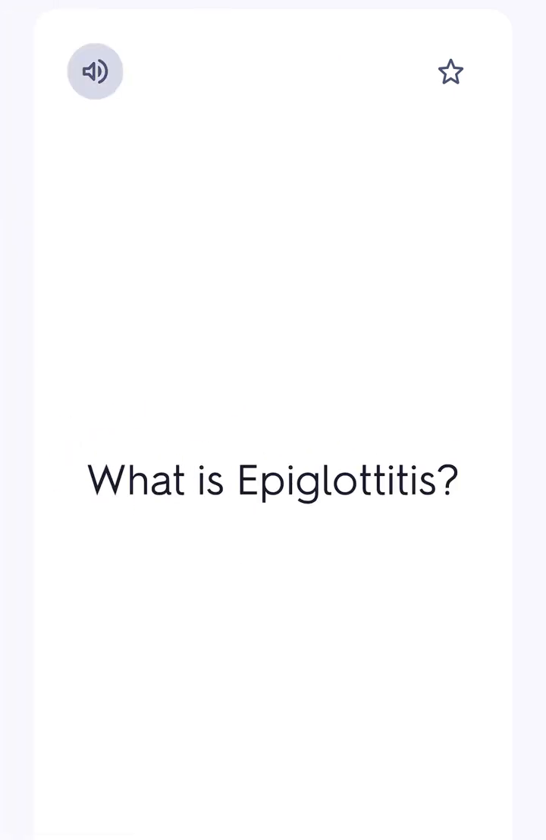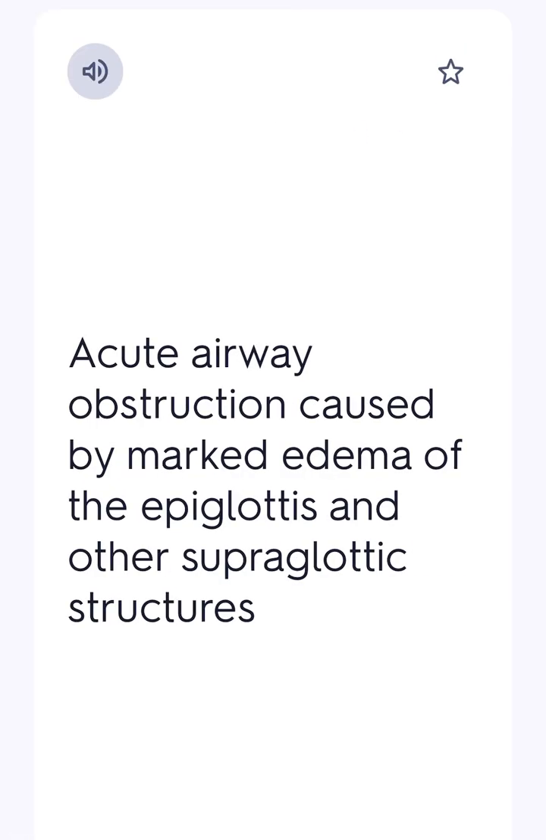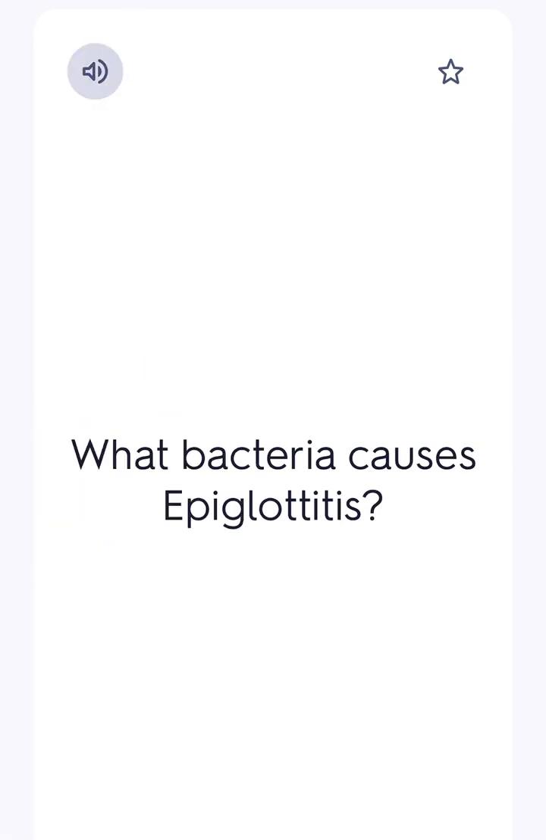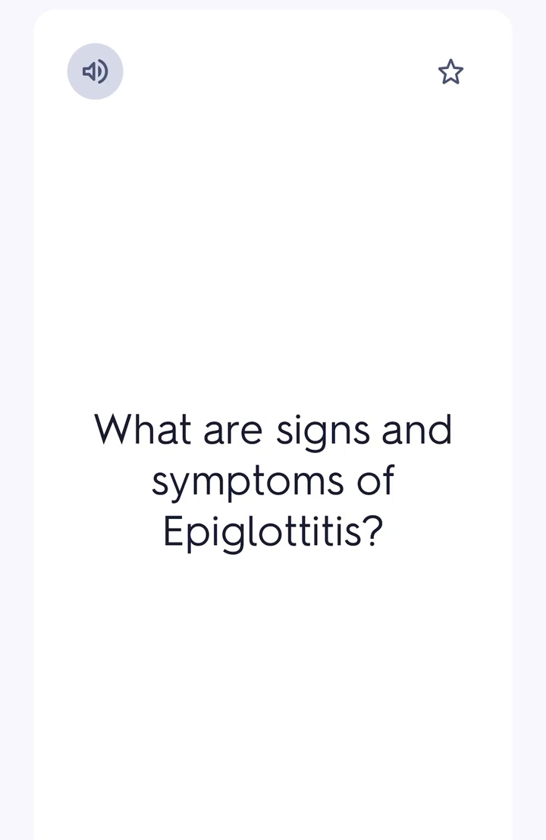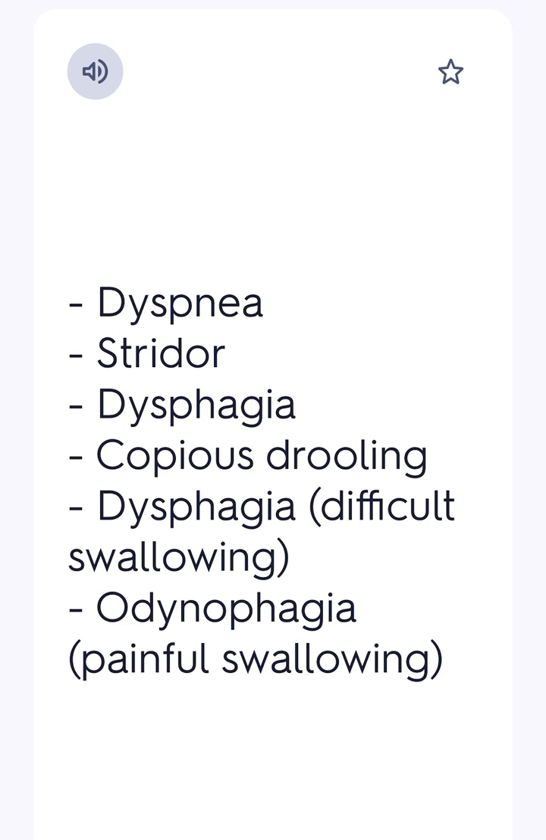What is epiglottitis? Acute airway obstruction caused by marked edema of the epiglottis and other supraglottic structures. What bacteria causes epiglottitis? Haemophilus influenzae type B. What are signs and symptoms of epiglottitis? Dyspnea, stridor, dysphagia, copious drooling, odynophagia.